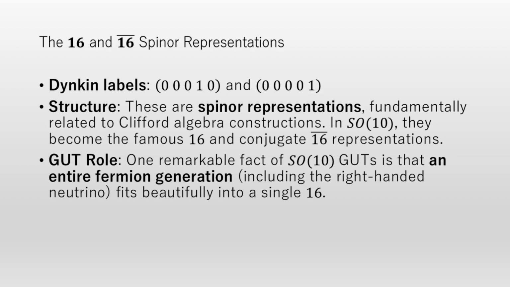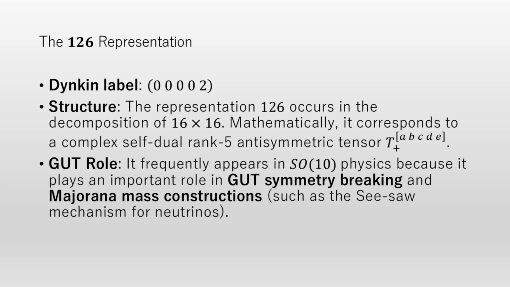The 16 and 16-bar spinor representations. Dynkin labels 00010 and 00001. These are different from the previous examples because they are not ordinary tensor representations. These are spinor representations, fundamentally related to Clifford algebra constructions. In SO(10), they become the famous 16 and conjugate 16-bar representations. One remarkable fact of SO(10) GUTs is that an entire fermion generation, including the right-handed neutrino, fits beautifully into a single 16.